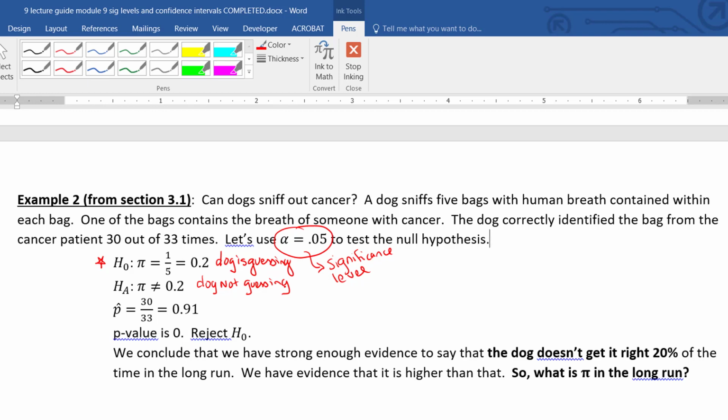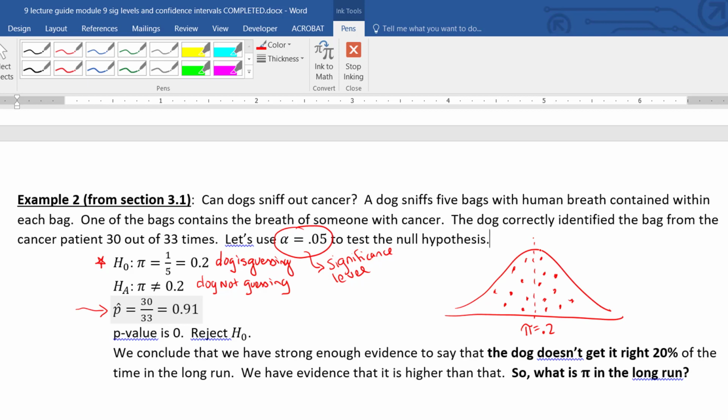Okay, it turns out then we saw that our sample statistic, we observed the dog getting it right 30 times out of 33, so our sample statistic is 0.91. Now I have skipped some steps here, but just recall what would happen then. We would build a null distribution. The null distribution would be centered at 0.2. It would show us the distribution of sample statistics. It would show us the sample statistics we expect to get if it's true that the dog was just guessing.